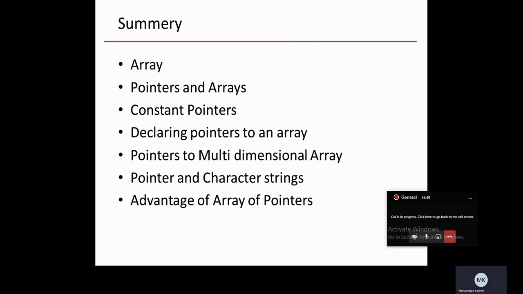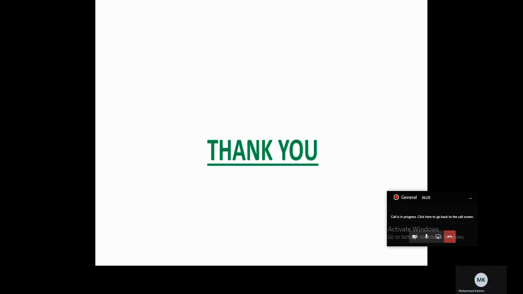So let's summarize. We had a quick recap of arrays, and then we talked about pointers and arrays, what we mean by constant pointers, and declaring pointers to an array just like we declare pointers to a function. And we learned why we put parentheses around the pointer when we declare pointers to an array. Then we learned about pointers to multidimensional arrays, pointers to character strings, and last but not least, the advantage of an array of pointers in terms of memory locations. And thank you.